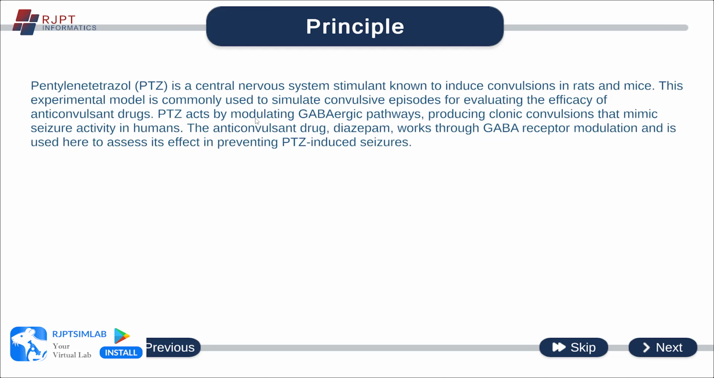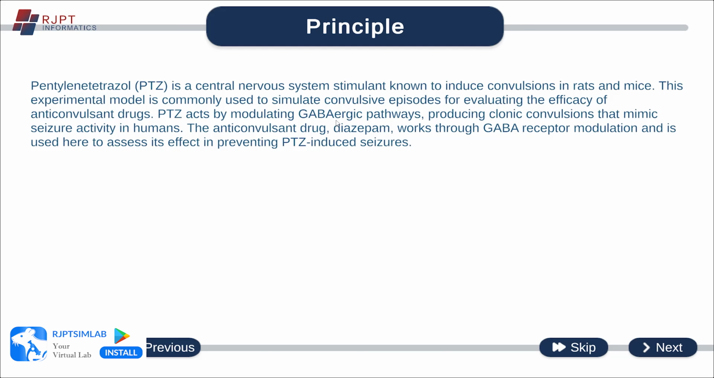So the PTZ acts by modulating GABAergic pathways, producing clonic convulsions that mimic seizure activity in humans. What is the GABAergic pathway? The GABAergic or GABA pathway is a metabolic process that synthesizes, stores and breaks down the inhibitory neurotransmitter GABA.